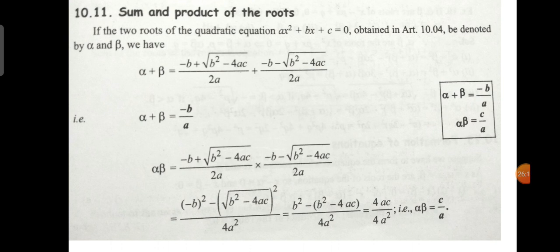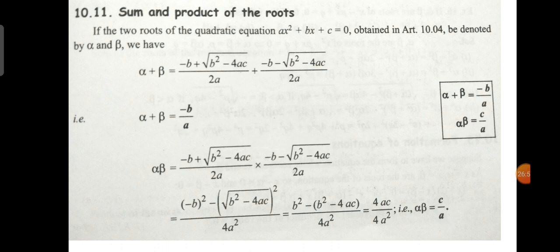It is minus b plus root of b square minus 4ac by 2a, plus minus b minus root of b square minus 4ac by 2a. The first root is the plus root and the next is the minus root. The plus root and minus root terms cancel, and minus b minus b is minus 2b by 2a. The 2 cancels, giving minus b by a. So the sum of the roots is minus b by a and the product of the roots is c by a.